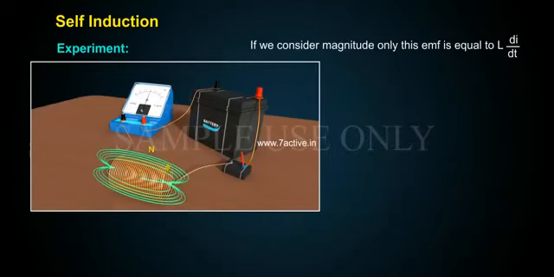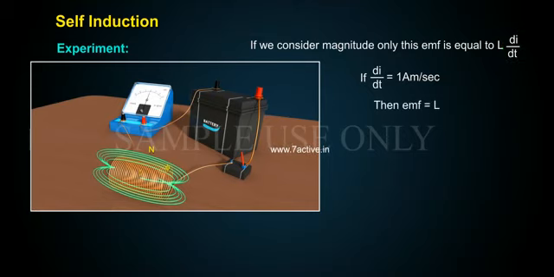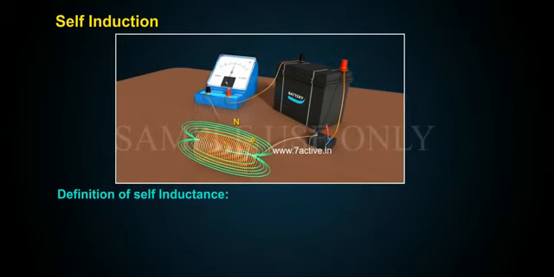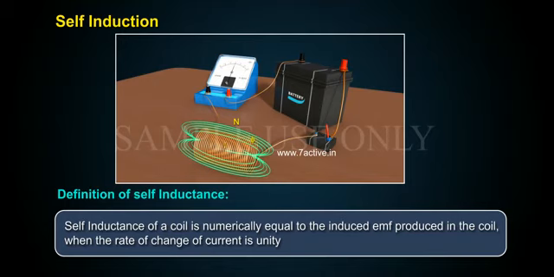If we consider magnitude only, this EMF is equal to L dI by dt. If dI by dt equals 1 ampere per second, then EMF equals L. Definition of self-inductance. Self-inductance of a coil is numerically equal to the induced EMF produced in the coil when the rate of change of current is unity.